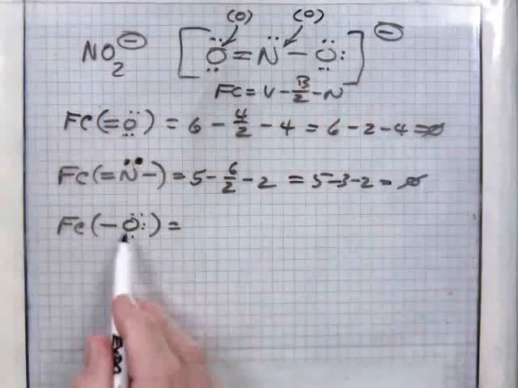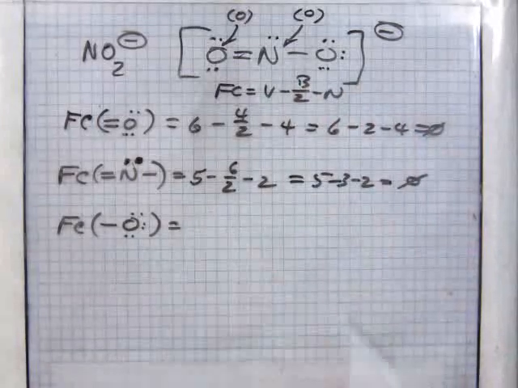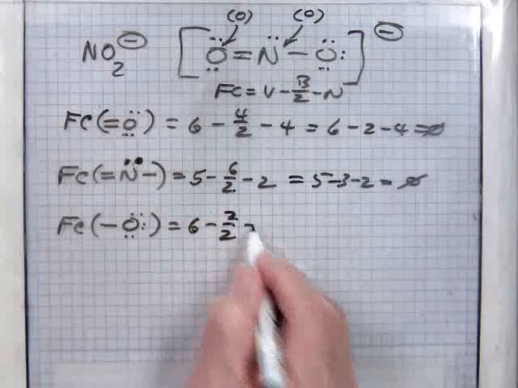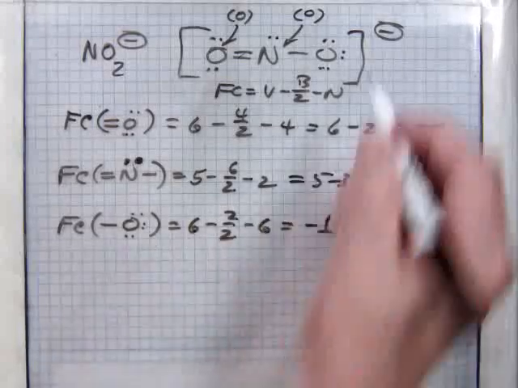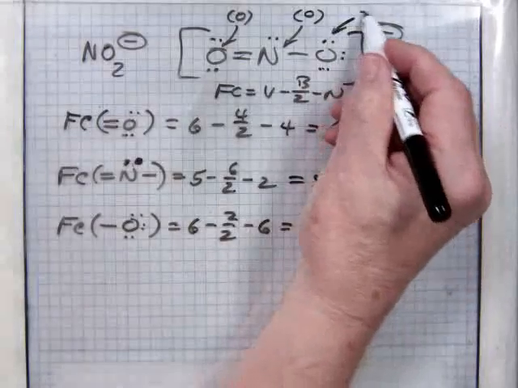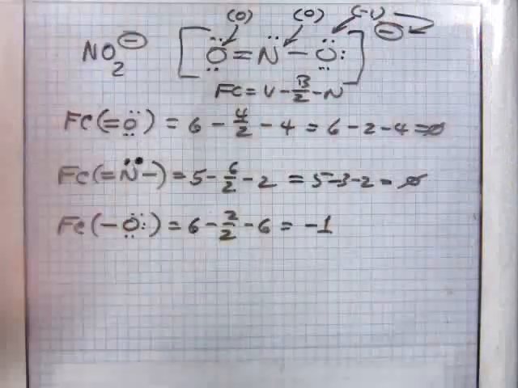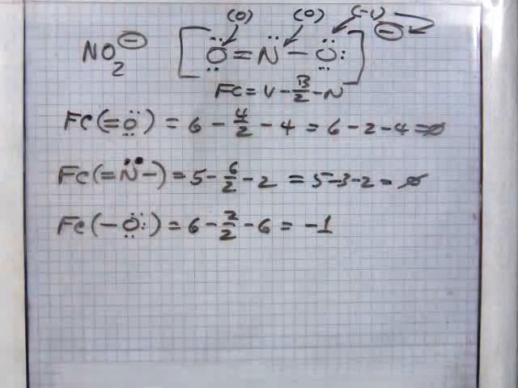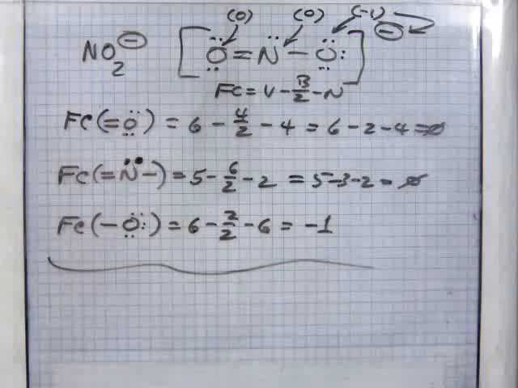Then we go to the oxygen with 3 non-bonded pairs, and 6 minus 2 over 2 minus 6, and that gives us a minus 1. So this one has a minus 1, and so that really accounts: 0 plus 0 plus minus 1 gives you the net charge of a minus 1. So that's what I'm talking about when I talk about calculating the formal charge, because you're breaking down the molecule.